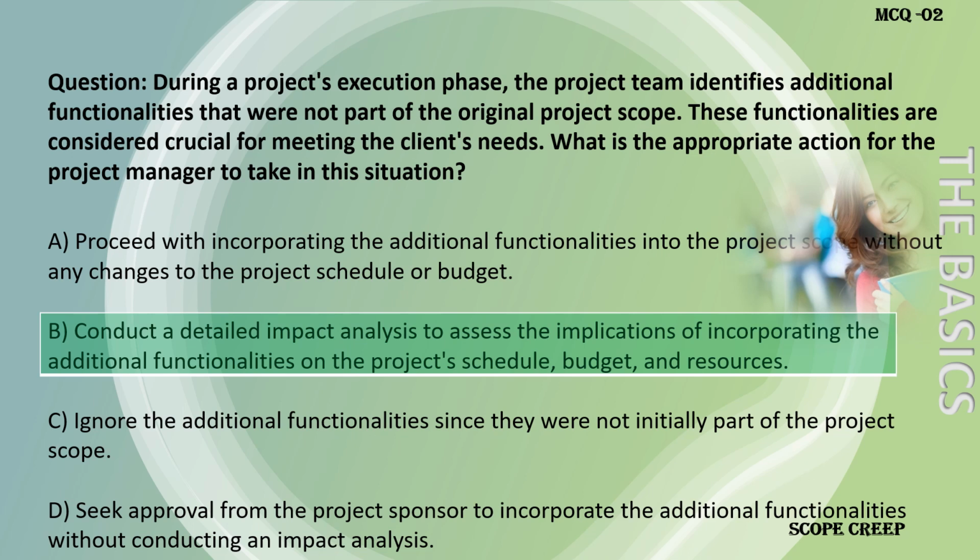The appropriate action for the project manager is to conduct a detailed impact analysis to assess how incorporating the additional functionalities will affect the project's schedule, budget, and resource requirements. By conducting this analysis, the project manager can make informed decisions and present the findings to the project sponsor and stakeholders for approval before proceeding with any scope changes.